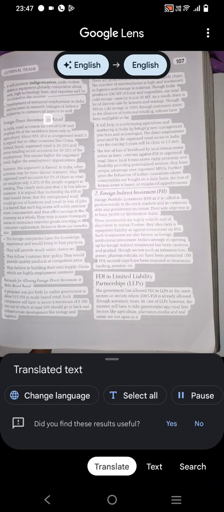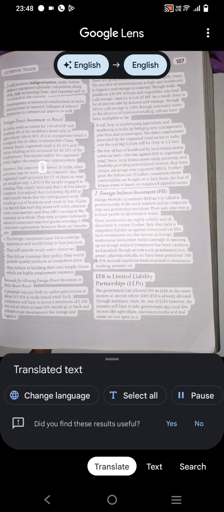Foreign direct investment in retail in India. Retail accounts for 14% of GDP and employs 9% of the workforce, next only to agriculture. About 95% of it is unorganized retail. It is argued that in other countries like China, Poland, Brazil, organized retail is 20 to 25% and the entire retailing sector accounts for 20 to 25% of the employment. This means the higher the organized retail, the higher the employment opportunities.